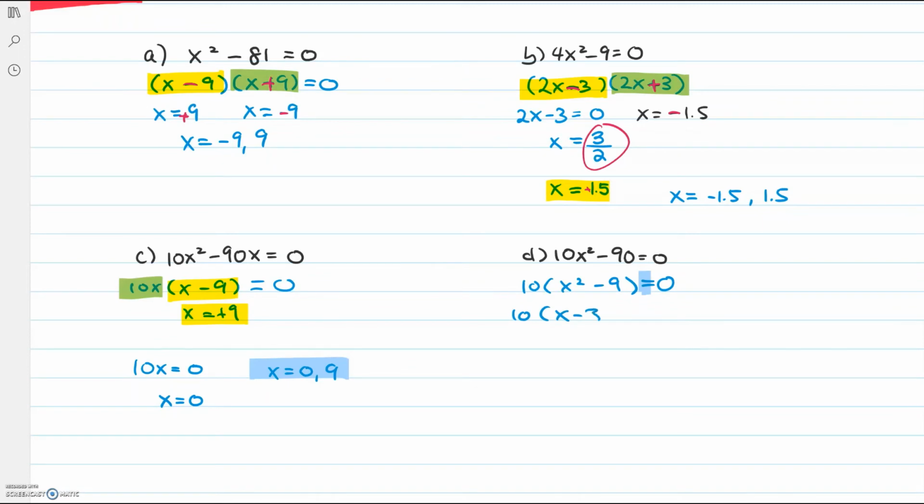x minus 3 equals 0, x plus 3 equals 0. So x equals minus 3, positive 3. I have the minus 3 from x plus 3, and I have the x minus 3 giving me a positive 3. I'm just going to highlight that here.